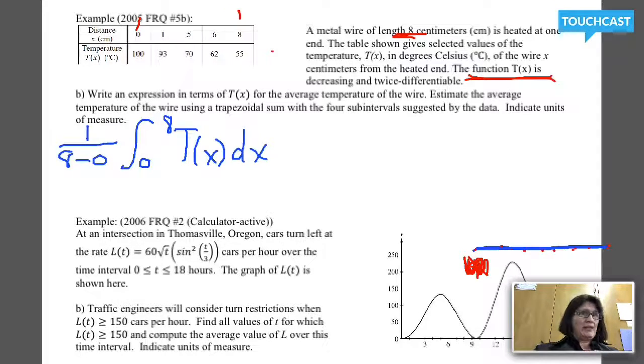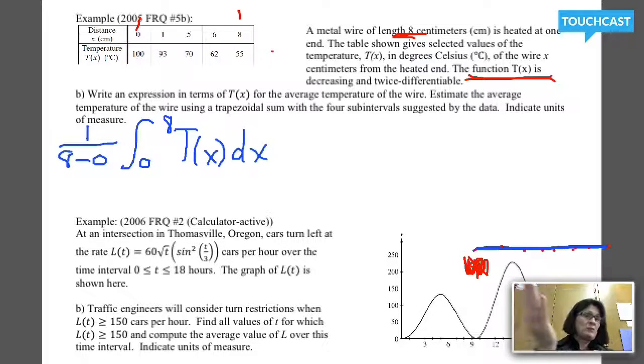So let's see if we can answer the next part of the question. Estimate the average temperature of the wire using a trapezoidal sum with the 4 subintervals suggested by the data. So this is an expression that has an integral in it. If I could really graph the T function and find the area under it, then I would know the exact answer for the average temperature. I don't.